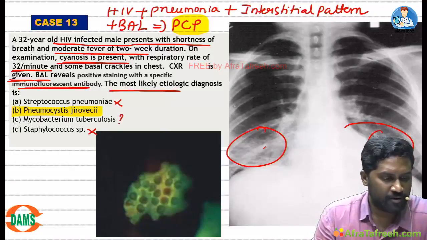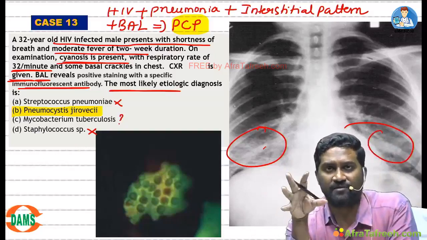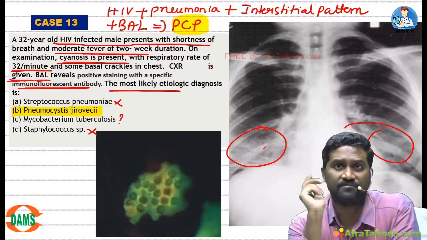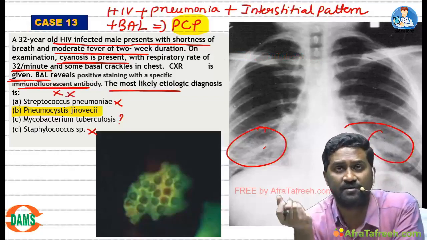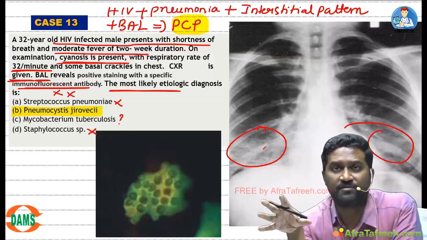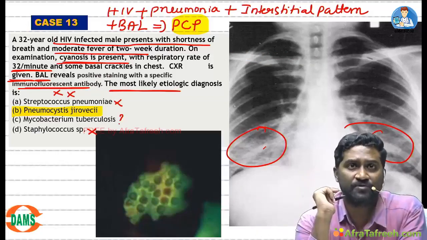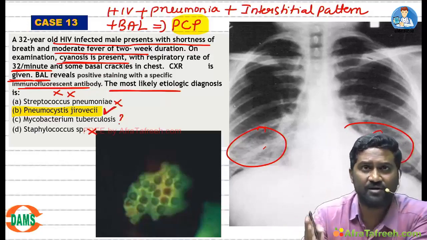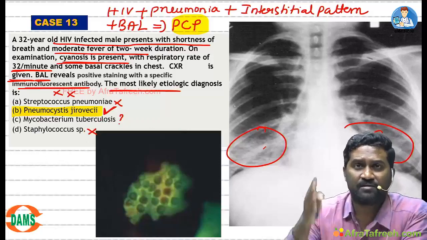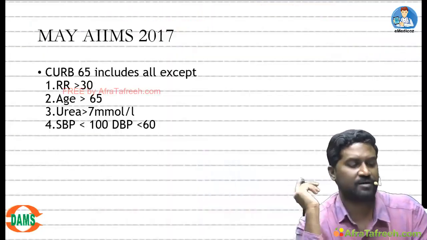Why can't it be mycobacterium? Mycobacterium can also occur with some interstitial pattern in very severe HIV, but for mycobacterium we do not do any immunofluorescent antibody. We generally go for CBNAAT. So this is not the typical presentation of tuberculosis, but this is a typical presentation of pneumocystis pneumonia. So best answer is pneumocystis pneumonia. HIV, pneumonia, interstitial pattern, requiring BAL. What are you expecting? It is pneumocystis pneumonia.